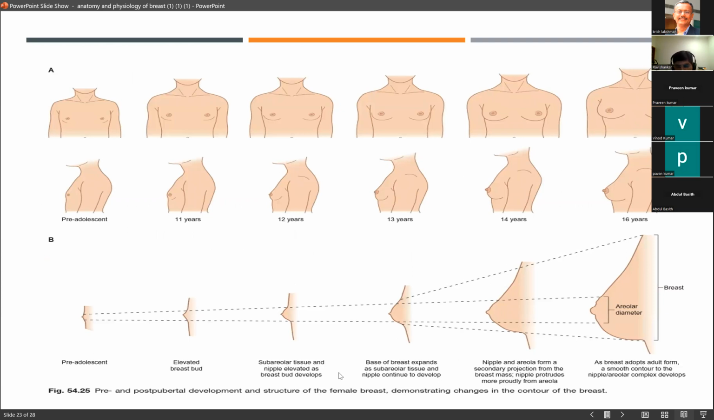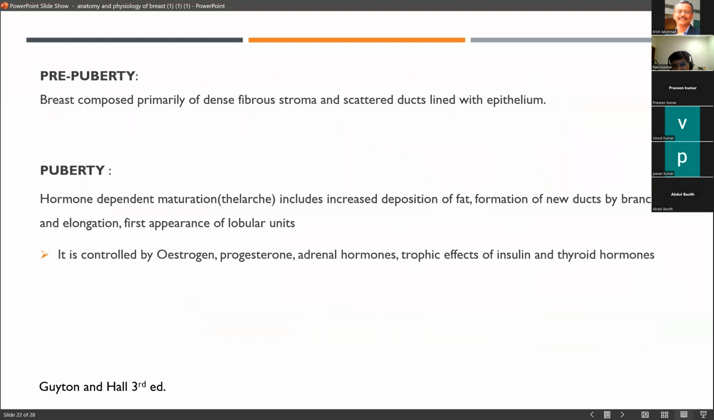Praveen, among estrogen and progesterone, go back to your previous slide, which causes development of the ductal system and which causes development of the lobular unit? Sir, the lobular unit is by the progesterone. Correct. And the ductal unit is by the estrogen. Estrogen, sir.